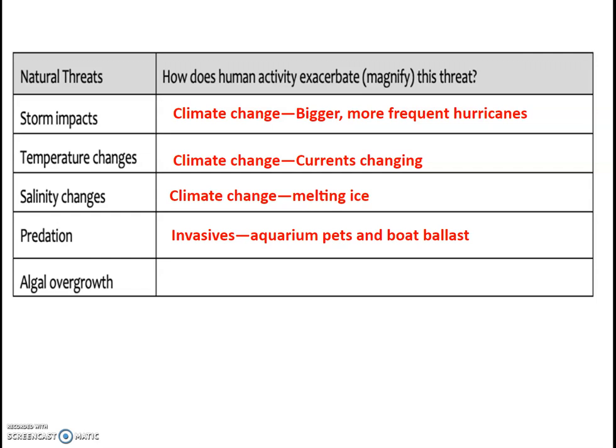Boats, in order to balance themselves in the water, take in water from where they are, and then they move to a new location, and when they want to rise higher in the water, they let that water out. And that can have all sorts of organisms in there. Zebra mussels were spread that way. That's a sort of famous story about that. And then algae overgrowth. So sedimentation from developments, eutrophication, nutrients, things that we are putting into water to cause eutrophication.